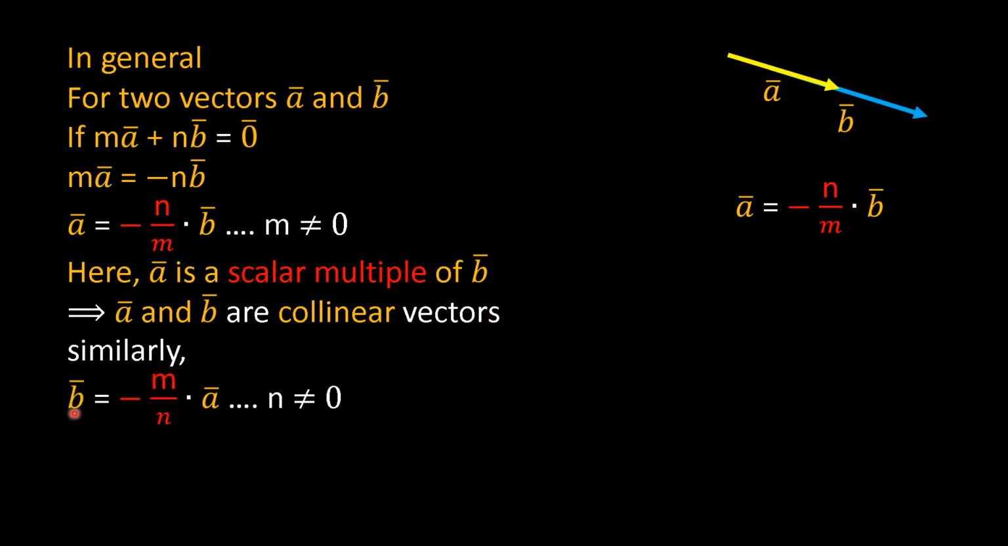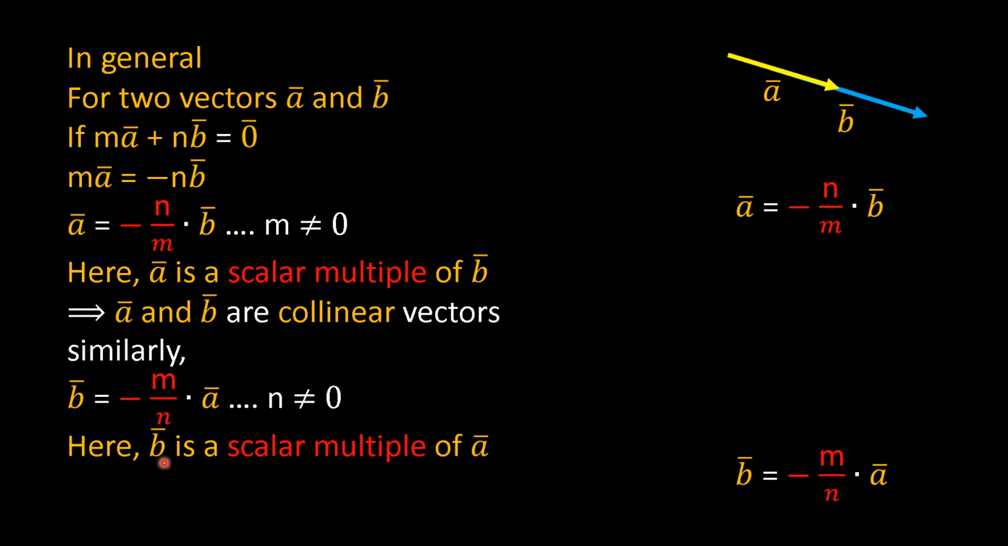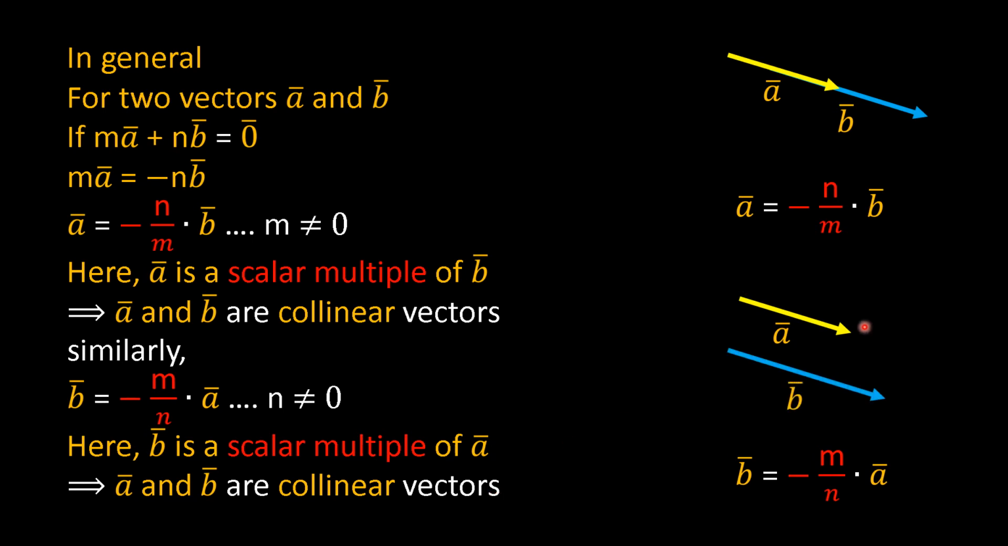Similarly, if b bar equals minus m by n times a bar, where n is a non-zero scalar, here b bar is a scalar multiple of a bar, which implies a bar and b bar are collinear vectors or parallel vectors, like this.